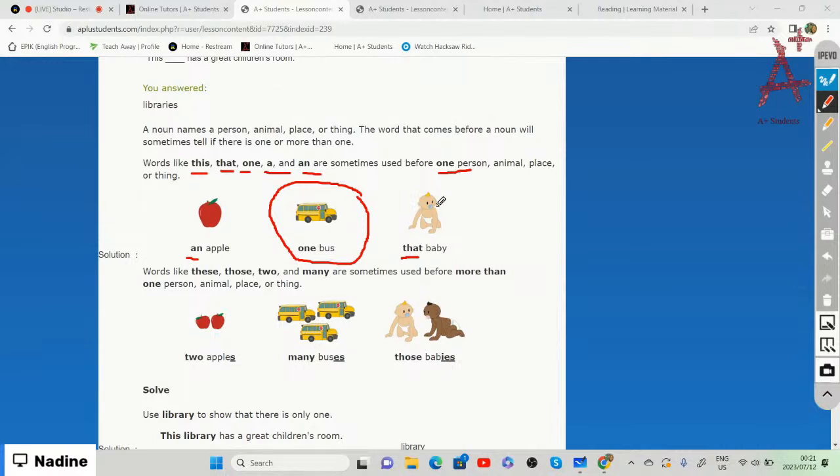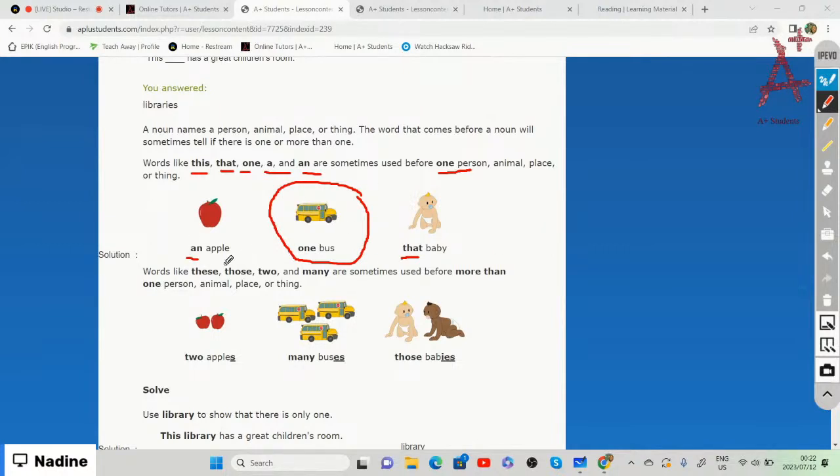So words like this, that, one, a, as well as an are sometimes, not always, used before only one person, one animal, one place, or one thing. So now you'll know that we are making mention of it being singular, stating that it is one person.